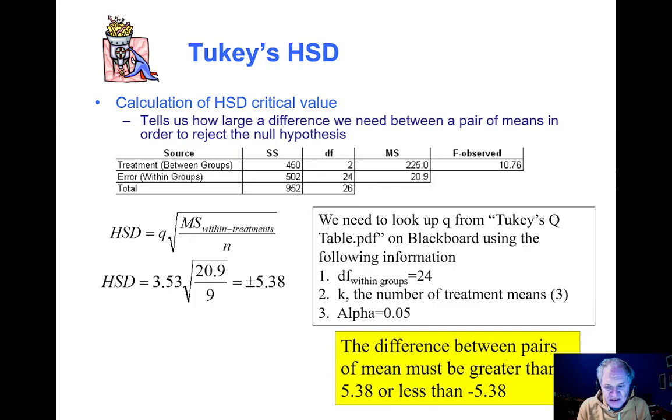The Q coefficient is on Blackboard, and I'll show where it is in a sec. The pieces of information I need there are my degrees of freedom within groups, or treatment, or error degrees of freedom, which in this case is 24, and the number of treatment means that I have. So let's go find our Tukey's table.